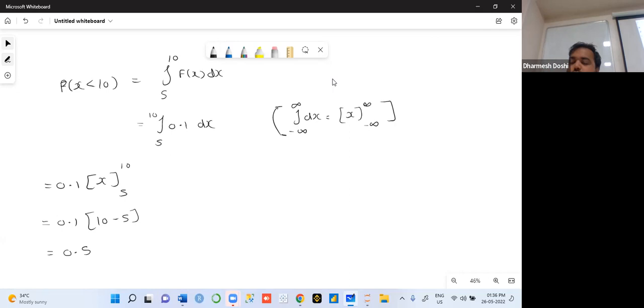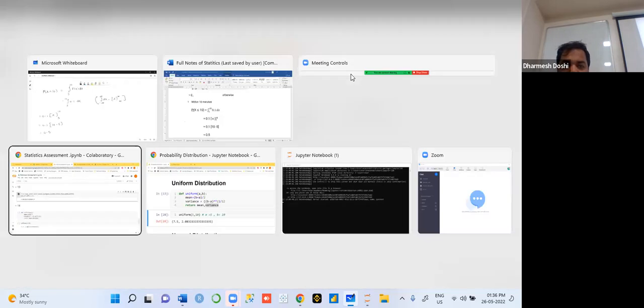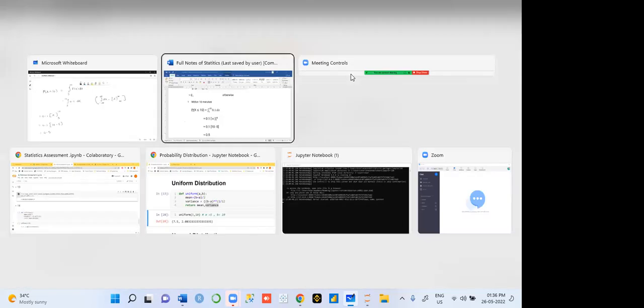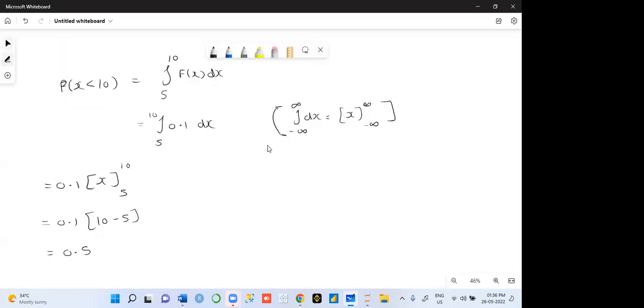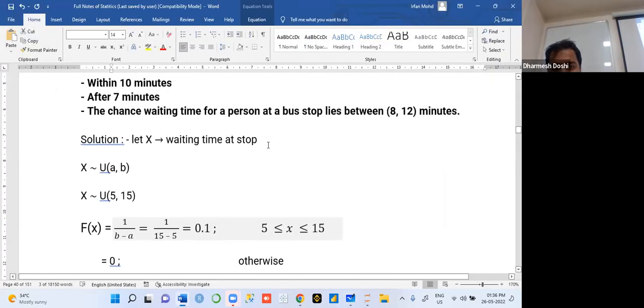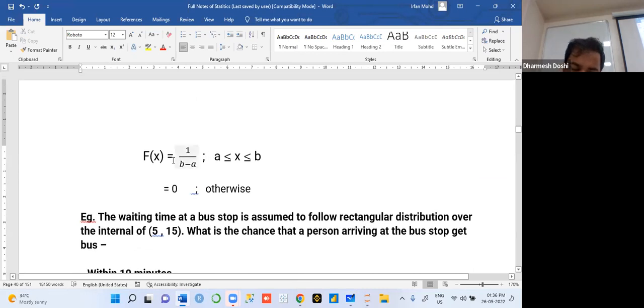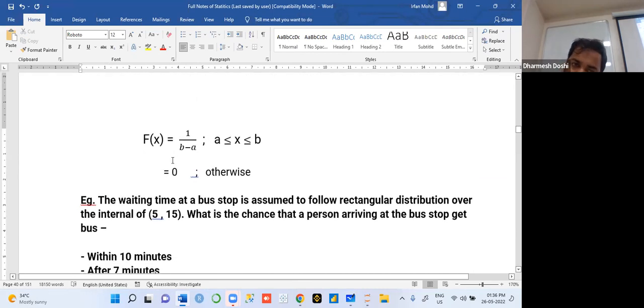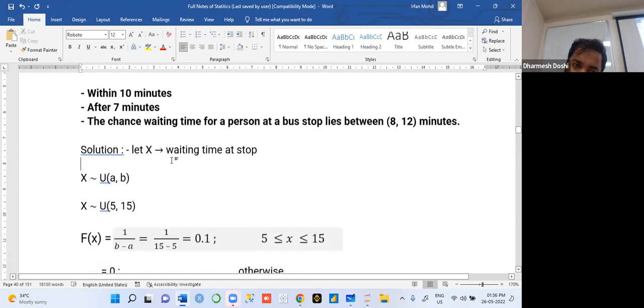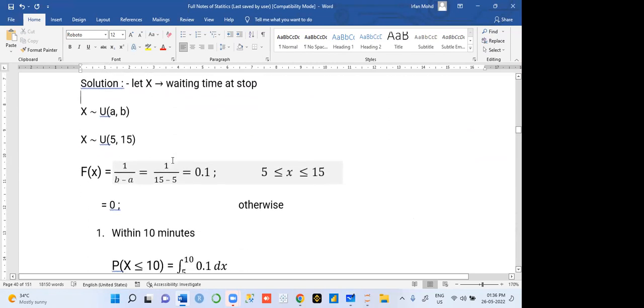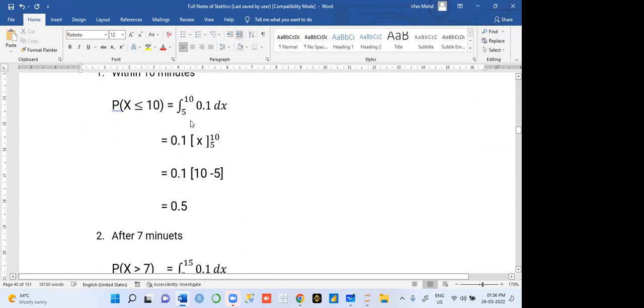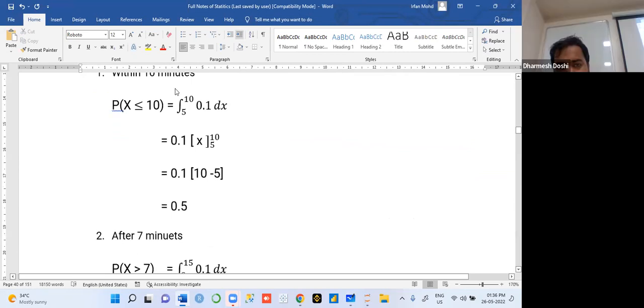Uniform distribution every time is particular. Yes. Sir, why are we using f of x dx here? This is the formula we have to solve. Uniform is continuous, so we have to follow integration. That's the reason. You can copy from here.